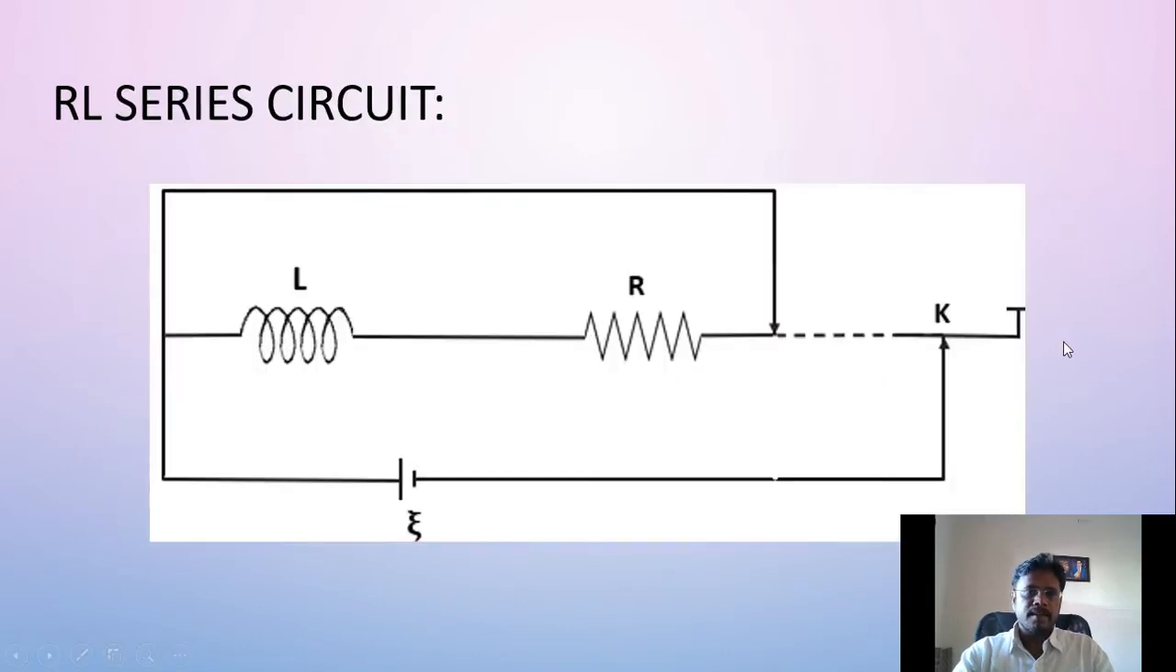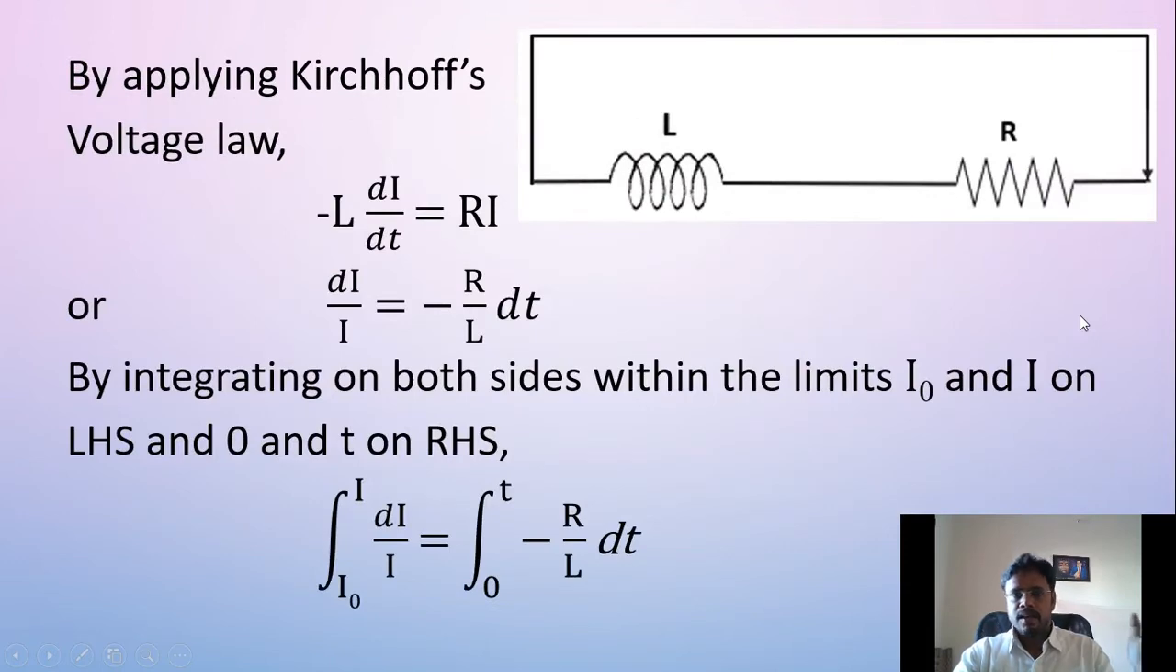This is the RL series circuit, which consists of a source of EMF Xi connected in series with an inductor of inductance L and a resistor of resistance R. A plug key K is included in order to switch the circuit on or off. After the circuit is completely charged, it starts discharging. While discharging, the circuit looks like this.